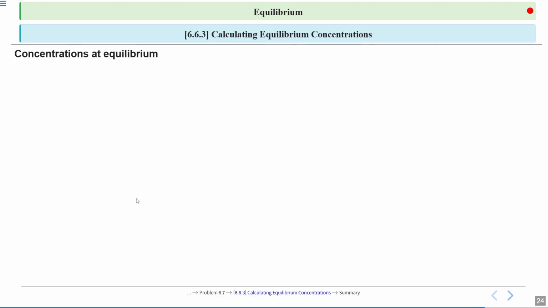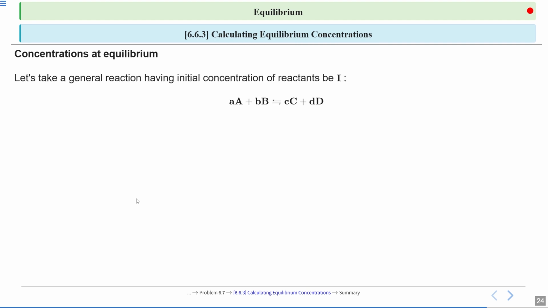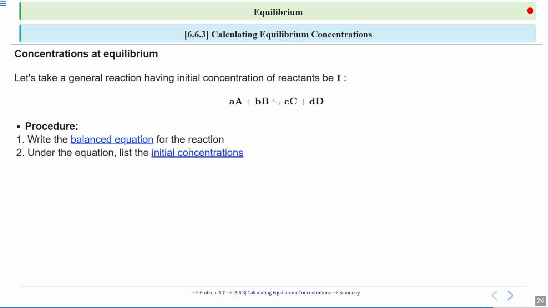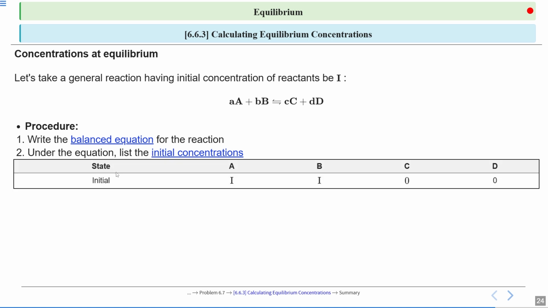Now let us try to understand this with the help of an example. How do we apply this ICE table? Suppose we are taking a hypothetical reaction in which aA plus bB goes to cC plus dD, where small a, small b, small c and small d are the stoichiometric coefficients. And each reactant has an initial concentration of I. First of all, we will write the balanced equation. Now suppose this hypothetical reaction is already balanced, and under the equation, let us list the initial concentrations. So this is your table. In the initial state, A and B have a concentration of I, and C and D are not formed at all, so they will be taken as 0.